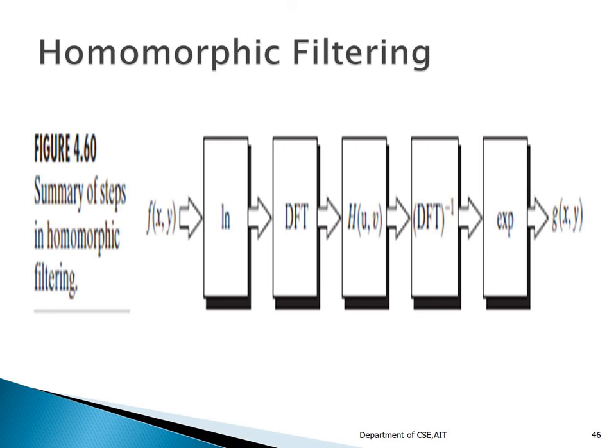Here we have the steps. In the first step, we take the logarithm, then the discrete Fourier transform, then apply the homomorphic filter H(u,v), then the inverse discrete Fourier transform. Finally, we apply the exponential, and we get g(x,y). f(x,y) is the input image and g(x,y) is the output image we get in homomorphic filtering.